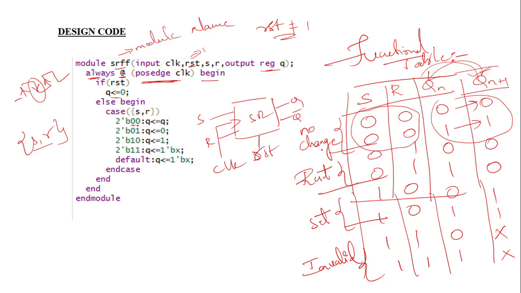For SR value 0 1, you can observe in the functional table, when the SR value is 0 1, our Q value is assigned to 0. It means the next state is going to be 0. So Q is assigned to 0 by using non-blocking statements.